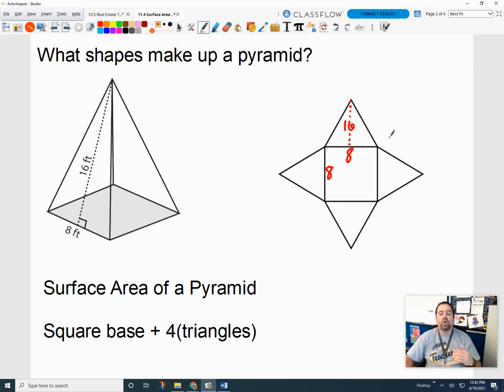All right, so back a while ago when we did area of triangles, the area of a triangle is 1/2 base of the triangle times the height of the triangle. So when it's laid out flat, the base is 8 and the height is 16. I've got 4 of those.